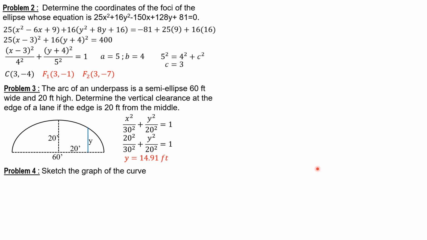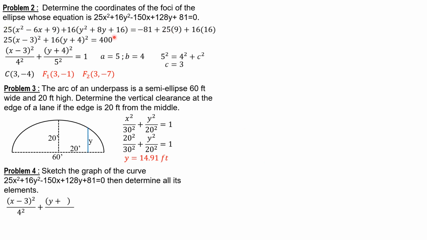Problem 4. Sketch the graph of the curve 25x squared plus 16y squared minus 150x plus 128y plus 81 equals 0, which is this ellipse here. So the procedure is the same as that. Since this equation of an ellipse is the same as this, we then proceed to the standard form of the equation of the ellipse so that the center is at (3, negative 4). a is 5, b is 4, c is 3.